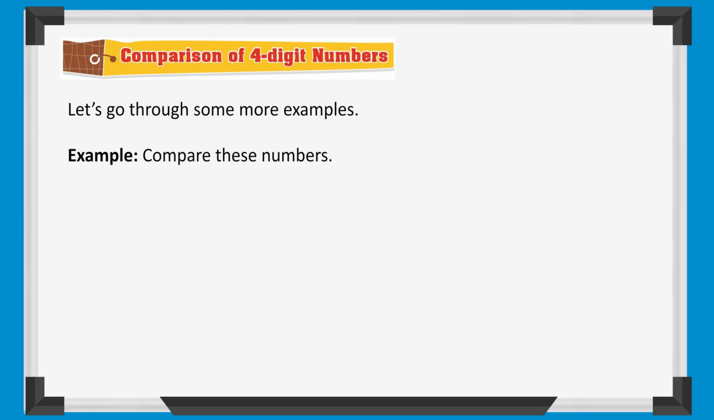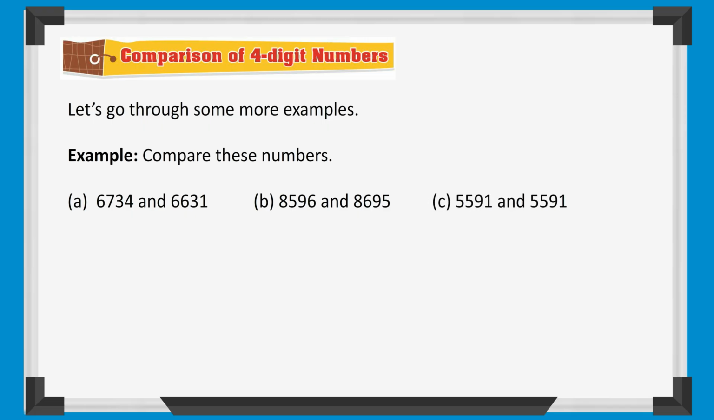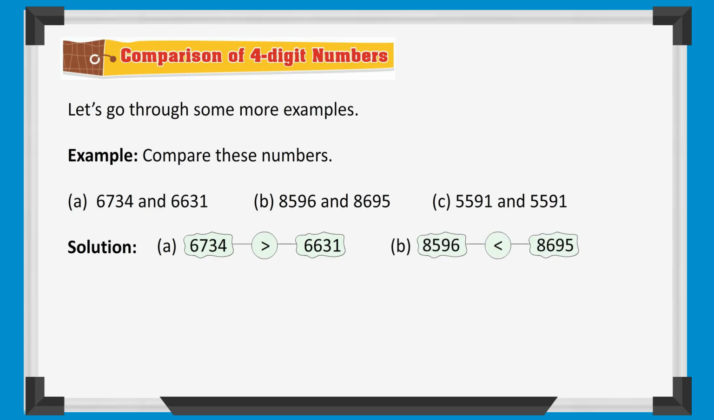Example, compare these numbers. A, 6734 and 6631. B, 8596 and 8695. C, 5591 and 5591. Solution, A, 6734 is greater than 6631. B, 8596 is less than 8695. C, 5591 equals 5591.